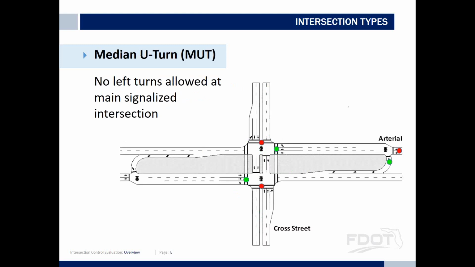Another alternative is a median U-turn, also known as the Michigan U-turn. It's been in design and operation for quite a while now. There have been some modifications to it, but the main characteristic of this type of intersection is eliminating the left turns and moving them to a U-turn upstream on the road, so you can have a safer maneuver. Also, the side street or cross street traffic can make a through movement or a left turn movement by utilizing the U-turn maneuver.